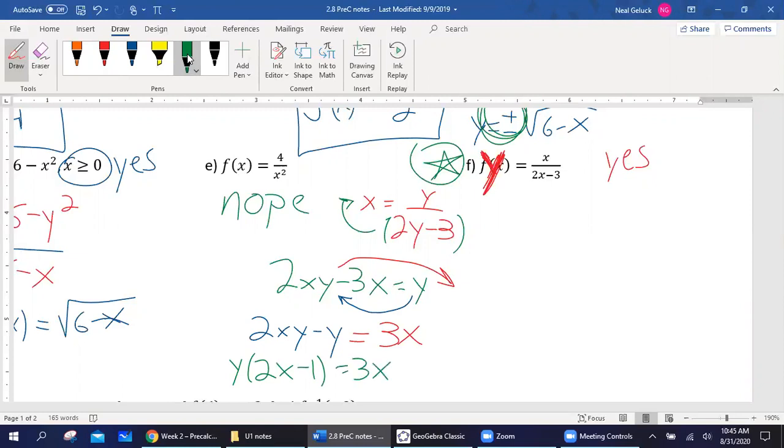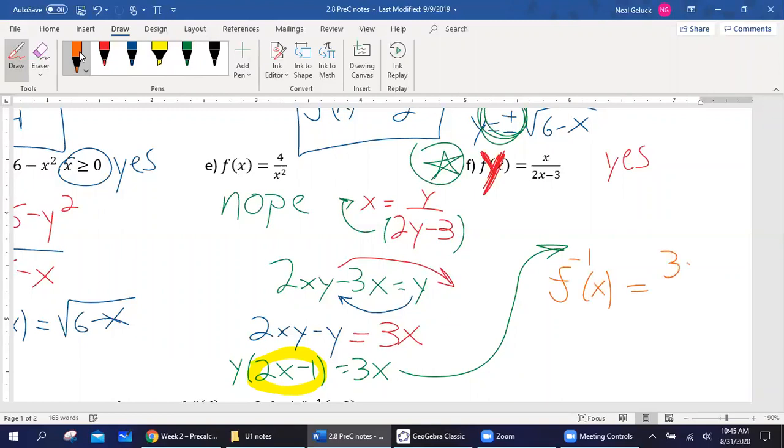So if my variable is in more than one place, get it grouped together on one side and factor it out. So at this point, all I have to do to get y by itself would be to divide the 2x minus 1 over to the other side. So what I'd end up with is my inverse is 3x divided by 2x minus 1. So a little trickier, took a few more steps, but we still got there.